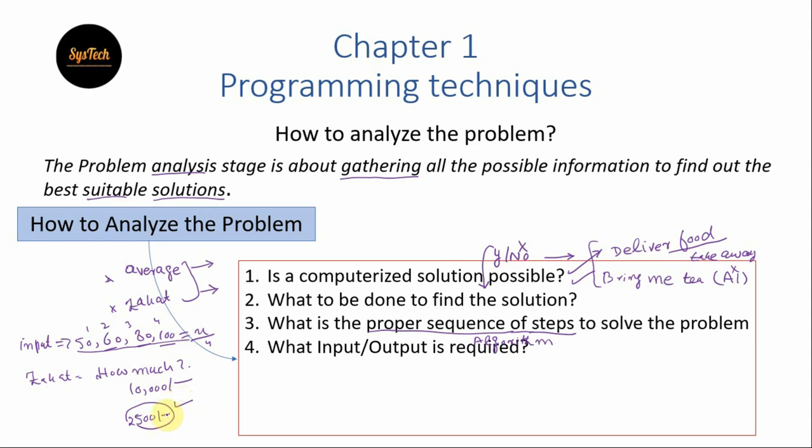This output can be calculated with the help of some formula, and then you can save it for future reference. You can print it, and whatsoever you like you can do. So we shall decide input and output.